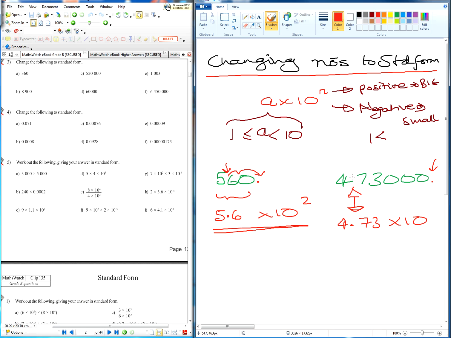Now if I put the decimal point here, I go 1, 2, 3, 4, 5 jumps to get back to where the decimal point was originally. So we've gone to the right, and this power here becomes 5. You don't need to put plus 5, that's just for emphasis, as the number's getting bigger.